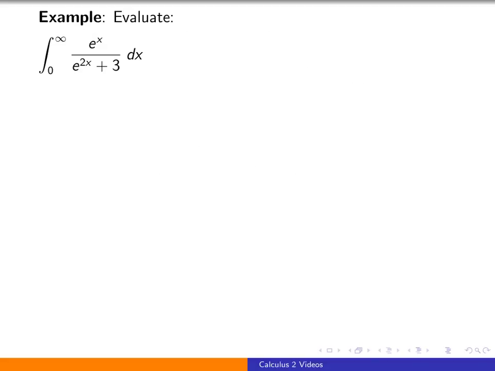So immediately upon inspection of the limits of integration, this is an improper integral of the first type. So we write it as a limit. The limit as a approaches infinity, the integral from 0 to a of e to the x over e to the 2x plus 3. And as this is familiar to integrals we've previously evaluated, I'm going to immediately rewrite e to the 2x as e to the x squared. And hopefully rewriting that as e to the x quantity squared gives you a hint as to the method of integration we are going to use.